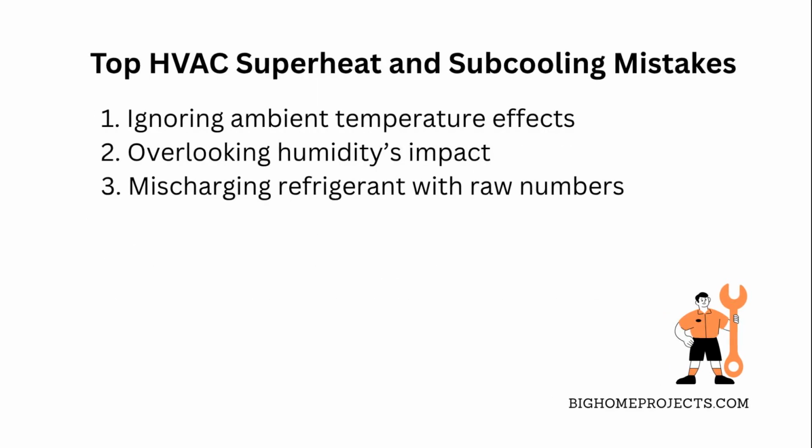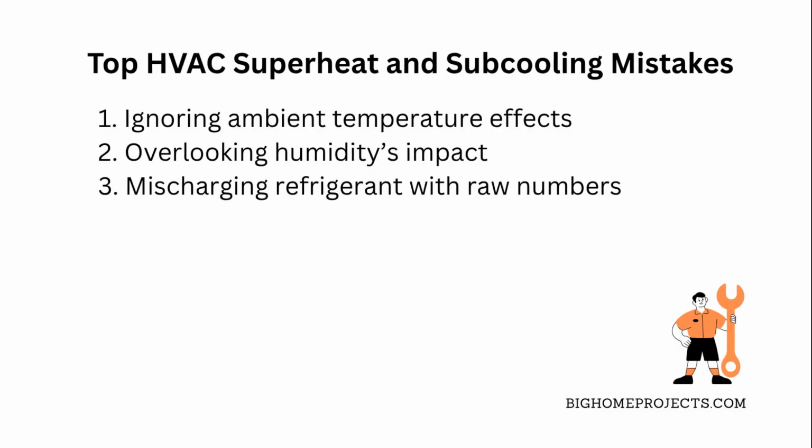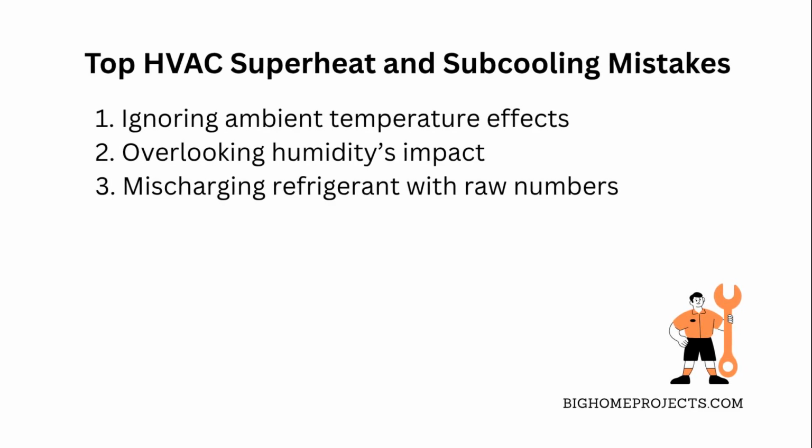One of the biggest screw-ups people make with superheat and subcooling is ignoring how ambient temperature skews their readings. First, lots of folks just use fixed target numbers without thinking about how hot or cold it actually is outside. Solution: always check a temp-adjusted chart to set your targets right.